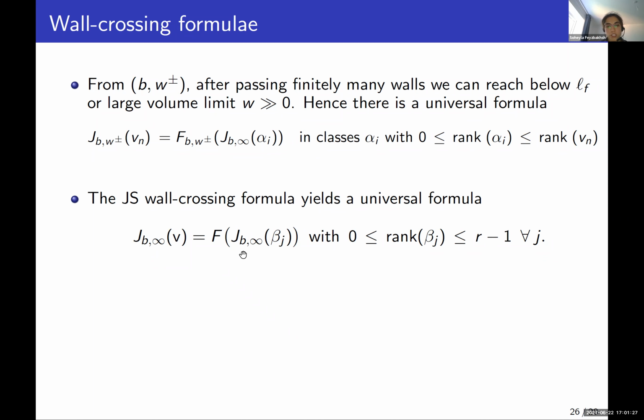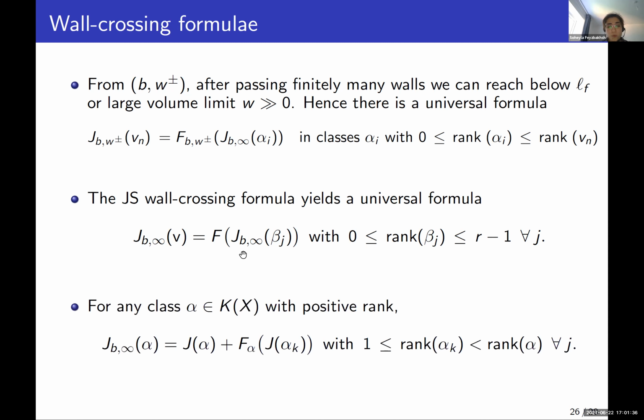Okay, so the final step is to go from tilt stability, which we have in the large volume limit, to Gieseker stability. And this step is quite straightforward because tilt stability dominates Gieseker stability. So we know that for any class alpha with positive rank, JB infinity of alpha can be written in terms of J alpha, which counts Gieseker semi-stable sheaves of class alpha, plus a universal formula in terms of J of alpha K, where the rank of alpha K is strictly less than the rank of alpha.